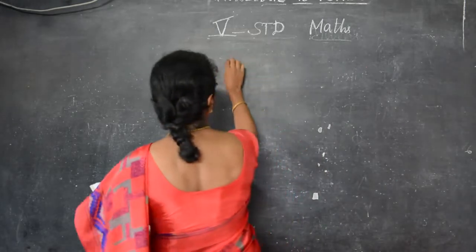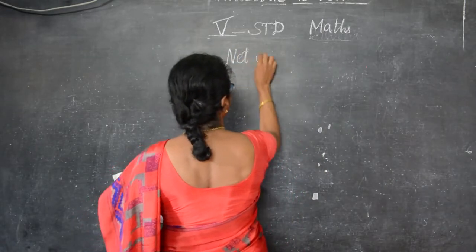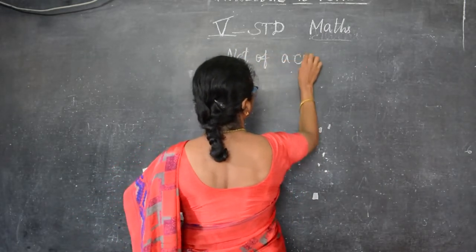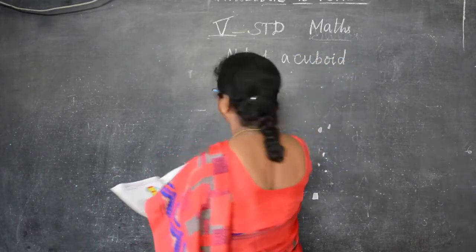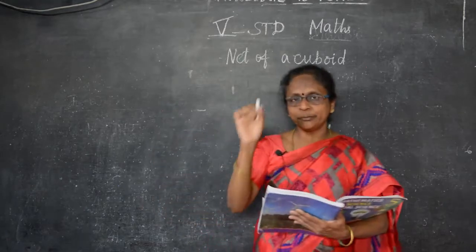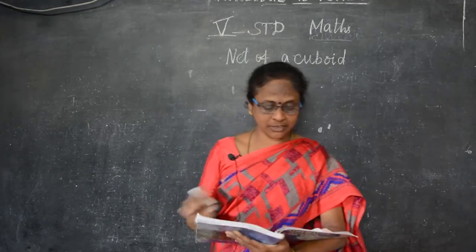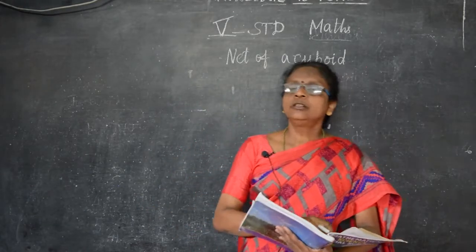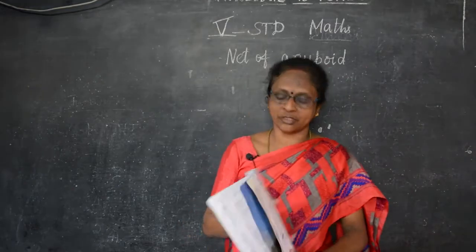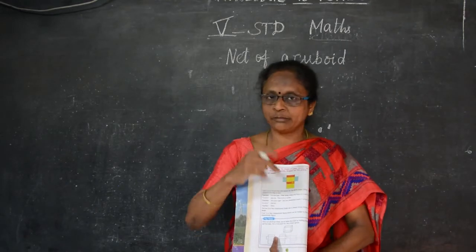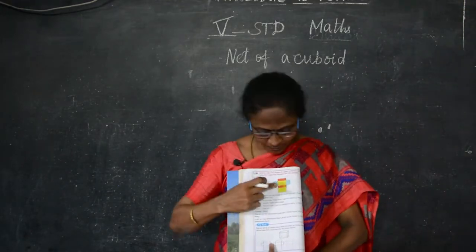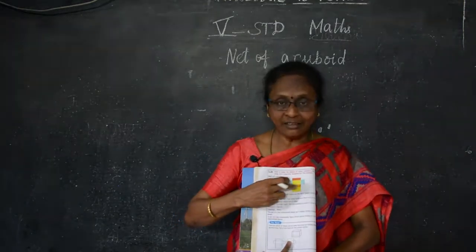Net of a cuboid means, the drawing of the opened-out shape. So you all know the cuboid is rectangle in shape. Rectangle shapes drawn two times, so you know that is the cuboid. So for example, if you take a matchbox and open it, we can have the shape like this. If you cut the matchbox on one side and open it, you can see the matches.